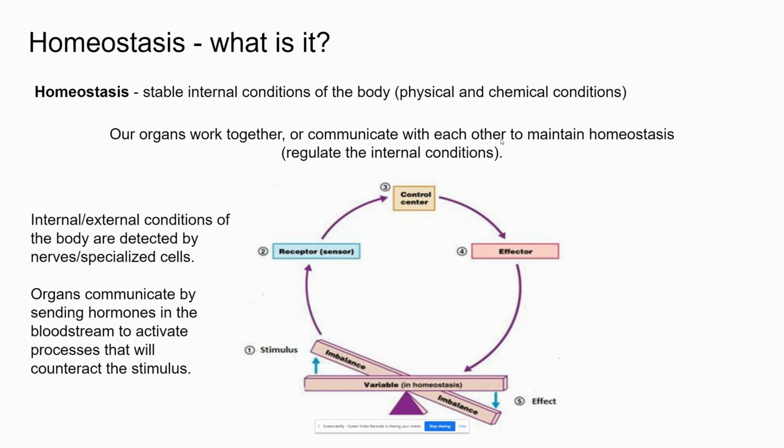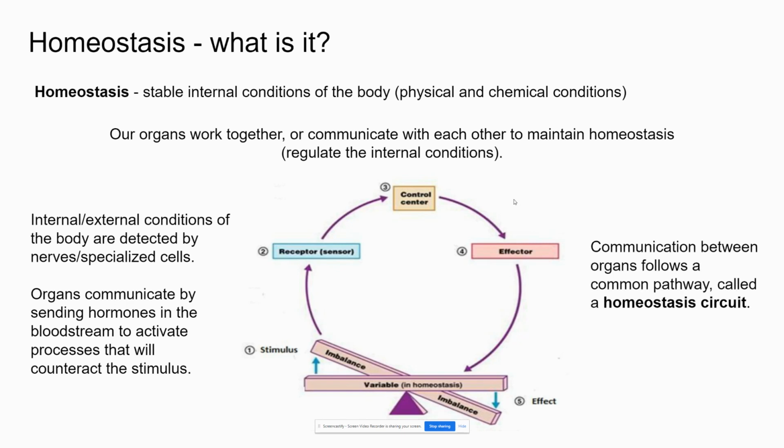Typically, internal and external conditions of the body are detected by our nervous system, specifically by our nerves. But there are some other sets of specialized cells whose job it is to detect small changes in the body. Once those changes are detected, they need to be communicated to other organs who will determine the next course of action. And those organs will communicate with others to carry out a function to counteract these changes. These organs can communicate to others by sending out hormones in the bloodstream, etc.